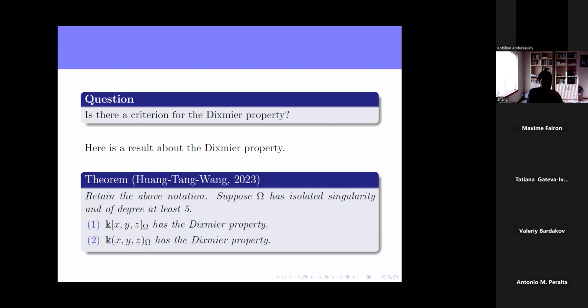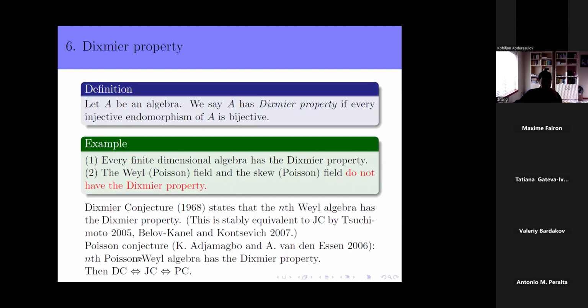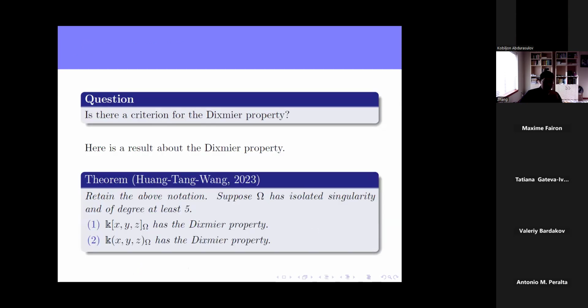Now these are the algebras we define, k[x,y,z] with omega, and this is not the Poisson Weyl algebra. So we didn't solve the Poisson conjecture. We just say that for a certain class of Poisson polynomial rings, we know they have the Dixmier property. All right. Let me see, I have 2 minutes.